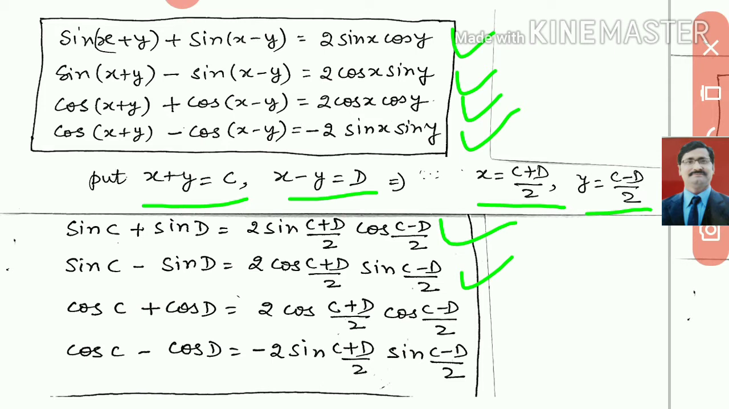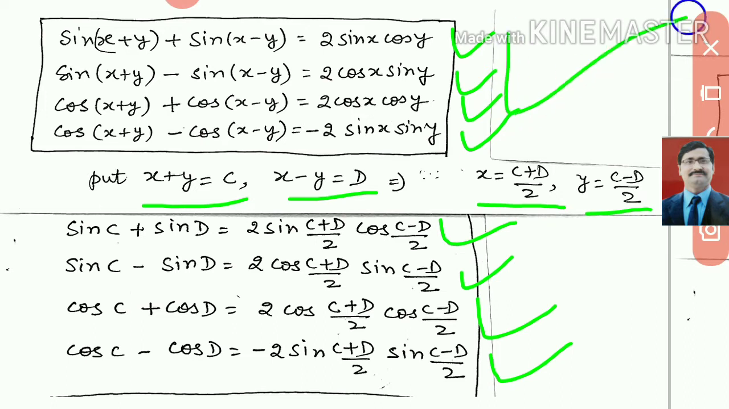And the third formula will change into this format: cos c plus cos d equal to 2 cos (c plus d)/2 cos (c minus d)/2. And the last formula will change into this format: cos c minus cos d equal to minus 2 sin (c plus d)/2 sin (c minus d)/2. All of you understand this?